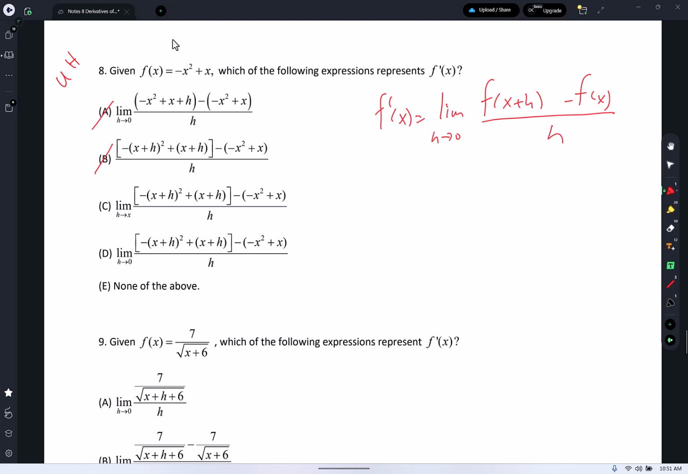What is H approaching on letter C? Is it supposed to approach X? Out. Put in your notes. H needs to approach 0. Put in your notes. H needs to approach 0. H is like delta X.